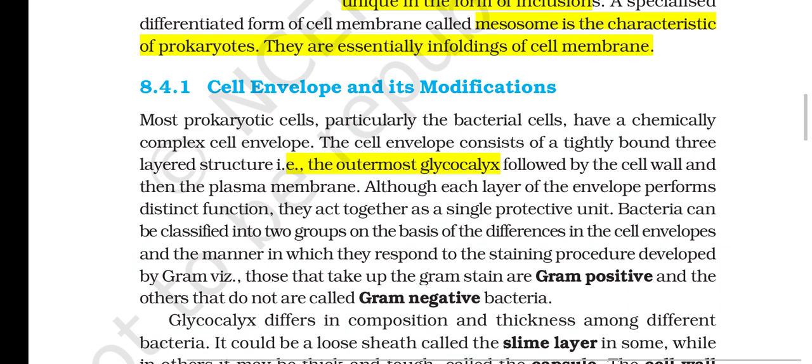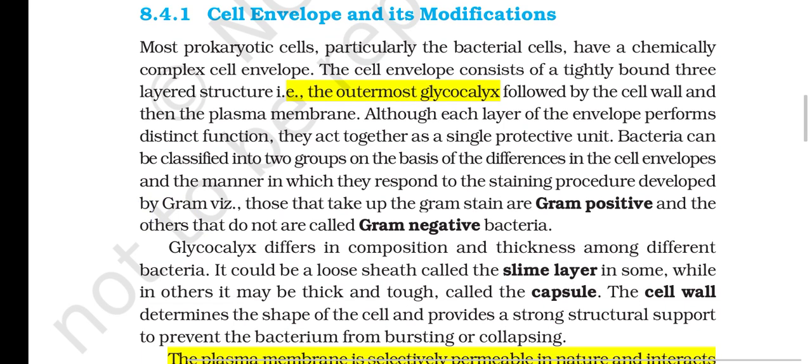8.4.1 Cell envelope and its modifications. Most prokaryotic cells, particularly the bacterial cells, have a chemically complex cell envelope. The cell envelope consists of a tightly bound three-layered structure that is the outermost glycocalyx, followed by the cell wall and then the plasma membrane. Although each layer of the envelope performs distinct function, they act together as a single protective unit.